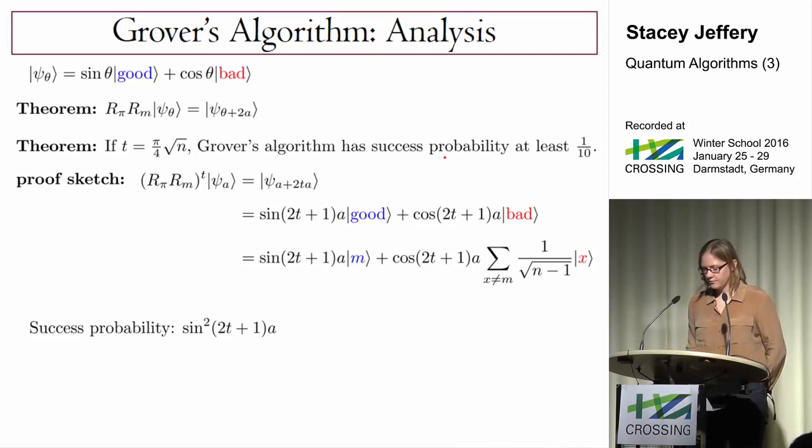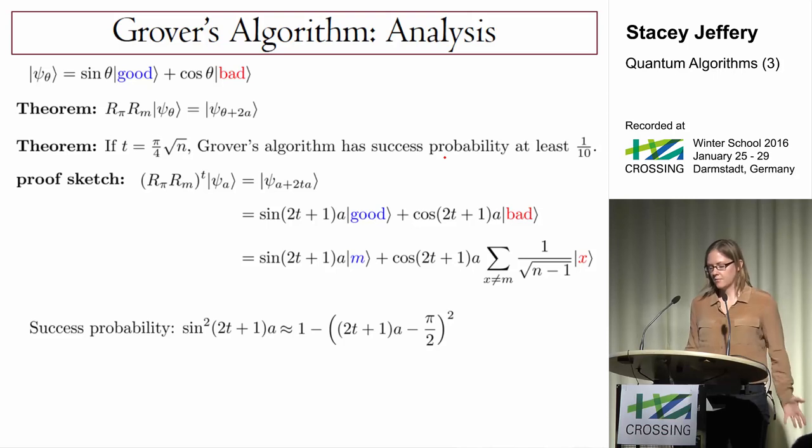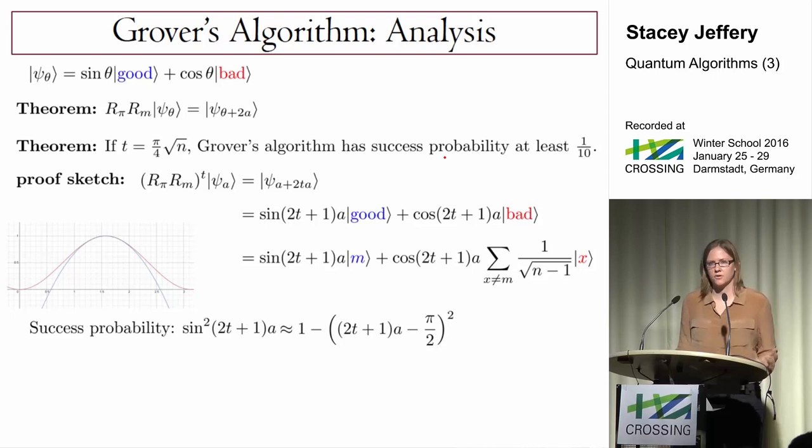Okay. So that's about the same as 1 minus 2t plus 1a minus pi over 2 squared. This can be derived from the fact that the sine of a is approximately equal to a when a is small, but I can also just show you in a graph these things are about true. So this is the sine of x squared as the red line, and 1 minus x minus pi over 2 squared is the blue line, and you can see that they're basically the same.